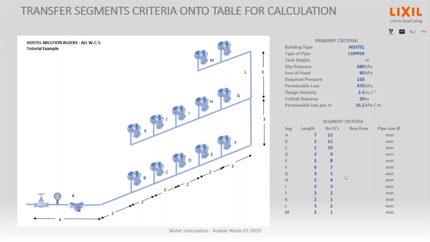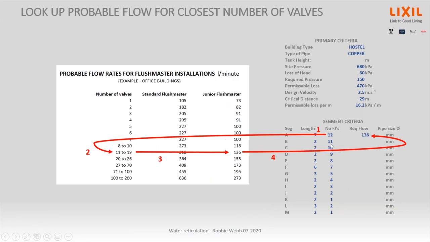Remember, I showed you that FLUSHMASTER table. So they're junior FLUSHMASTERs. We've got 12 FLUSHMASTERs, between 11 to 19. We need 136 liters per minute of probable flow. So we take that value of 136 back to our little schedule. Okay, once again, do the same thing for each and every segment. So there's all our required flows per segment.